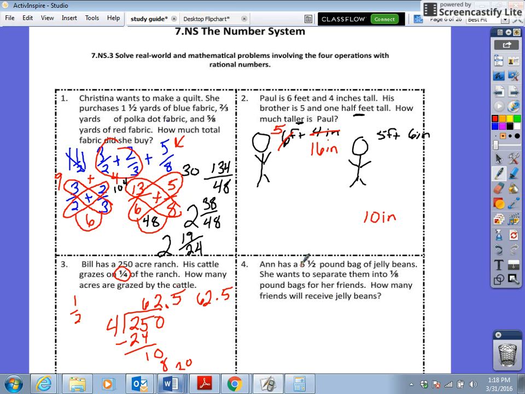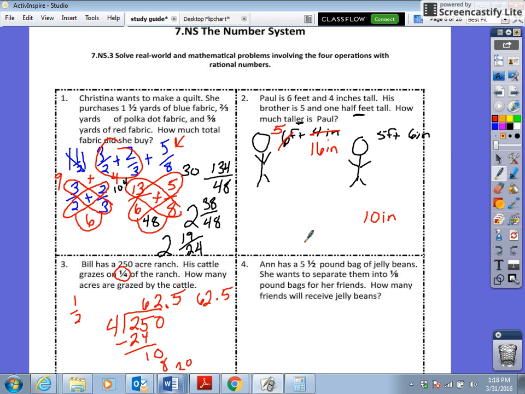Now over here, we have a 5.5 pound bag of jelly beans. She wants to separate them into 1/8 pound bags for her friends. So basically she has this big giant bag of jelly beans, and she's dipping into it 1/8 of a pound, and then again, and again. When she's separating it, that's just another word for dividing it. She's dividing her bag of jelly beans. So that's exactly what we're going to do.